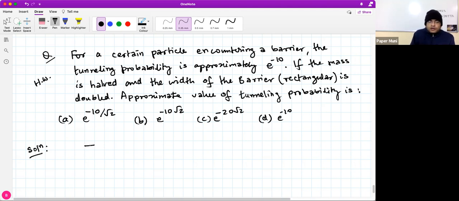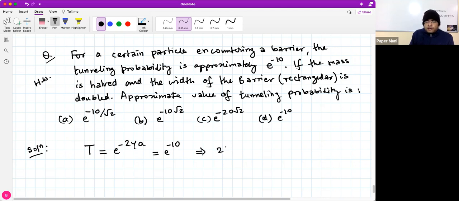So this was a very straightforward question. You have this format, so from the question itself, you know which approximation to take. So this is e to the minus 10. Whenever the product gamma a is approximately more than or equal to 10, you can use this approximation. If it's less than that, you have to use the transmission coefficient formula for E less than V naught.